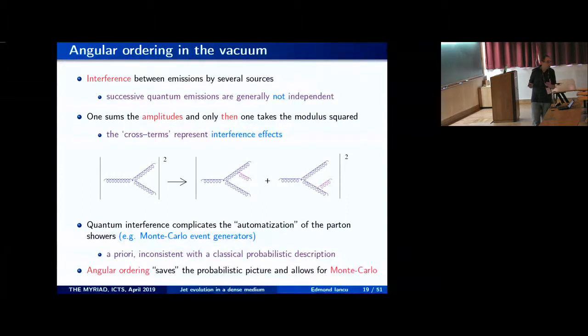This interference also complicates our life as theorists, because we would like to automatize the jet evolution by writing a Monte Carlo event generator, which iterates branchings again and again, but the interference effects are inconsistent with the classical probabilistic picture. The classical probabilistic picture would be just a sum of modulus squared of single amplitudes without interference effects. And it so happens, nevertheless, that the pattern of the interferences is very simple. It leads to a property called angular ordering, and this angular ordering property saves the probabilistic picture and allows Monte Carlo. That's very important. That's why I would like to explain that in detail.